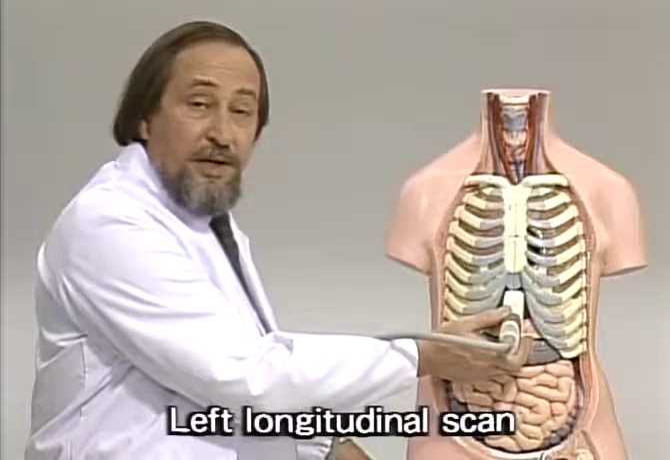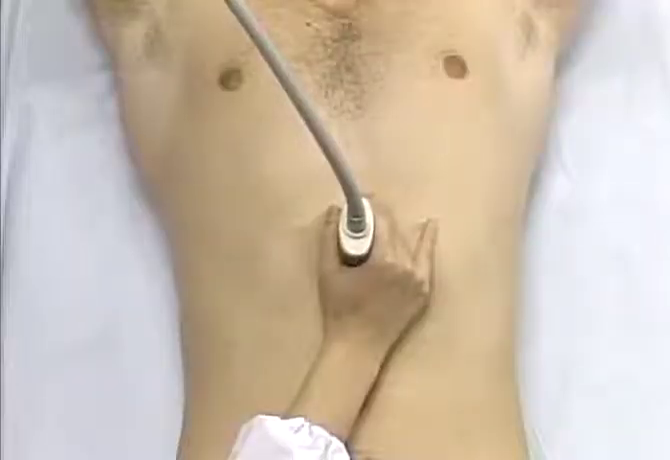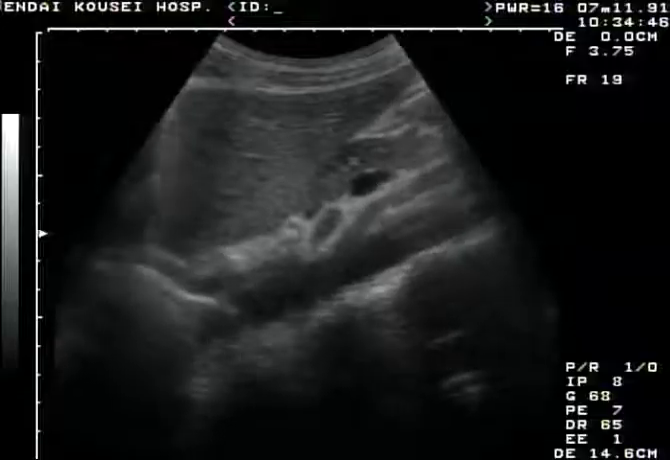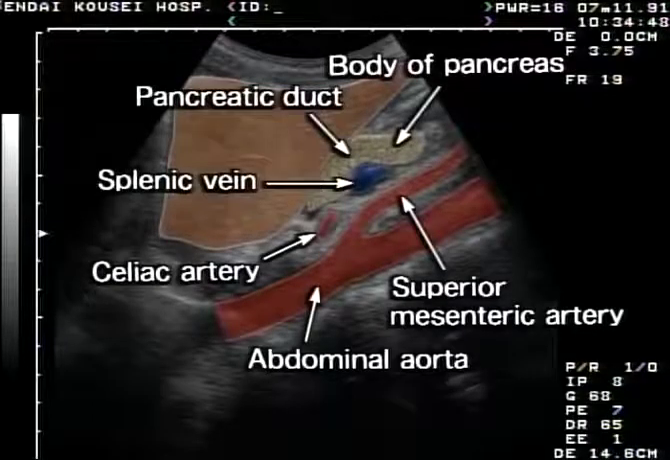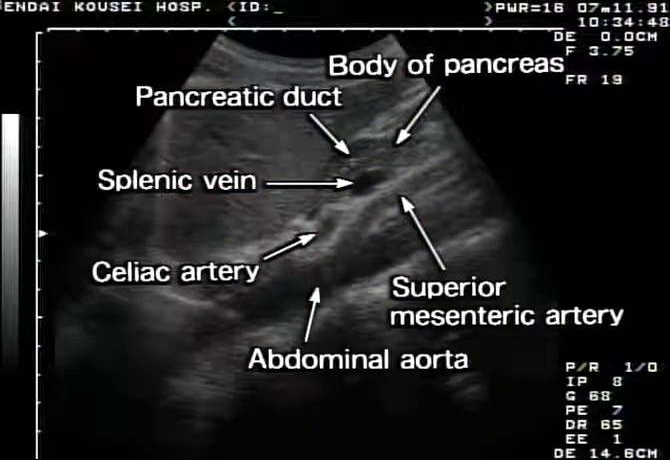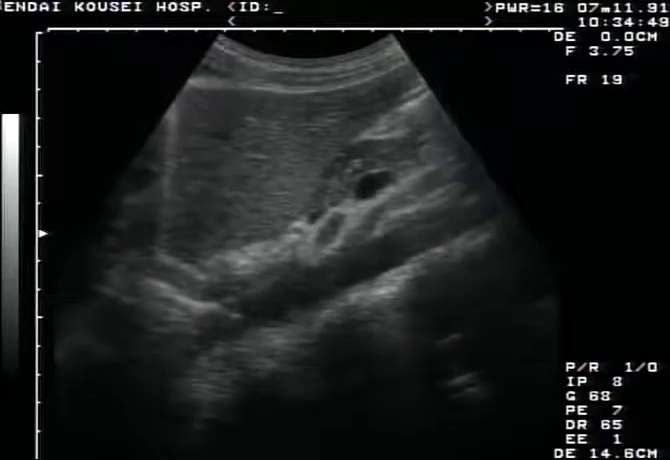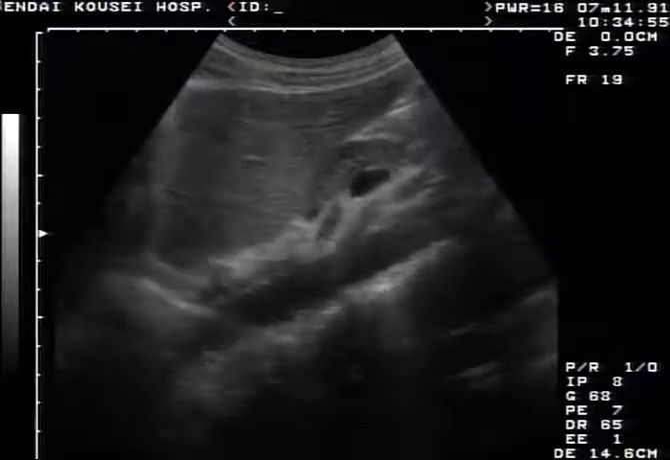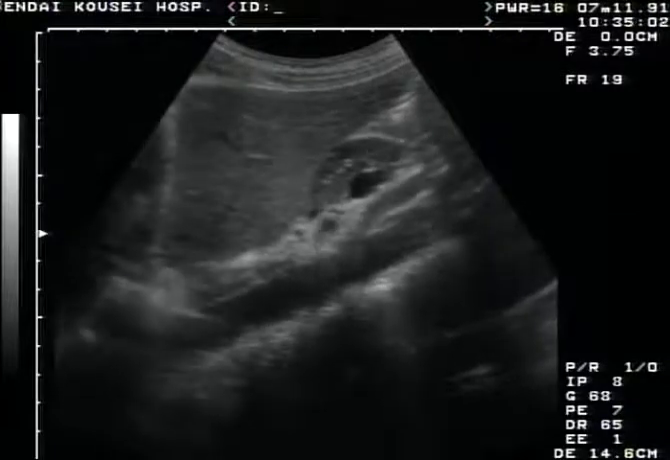Now, move the probe from the center of the epigastrium slightly rightwards. This plane shows the longitudinal images of the abdominal aorta, the celiac artery bifurcating from the abdominal aorta, and the superior mesenteric artery, and also transverse images of the body of the pancreas, pancreatic duct, splenic vein, and stomach. Observe the size of the body of the pancreas, location and dilatation of the pancreatic duct, thickening of the gastric wall, and enlarged lymph nodes around the stomach.